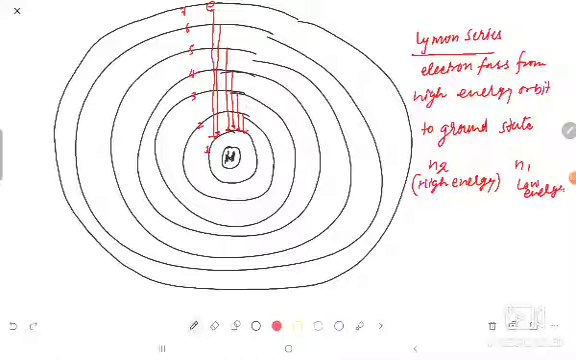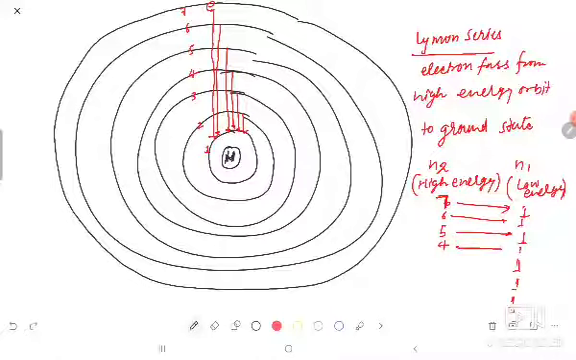Now tell me, the ground state will always be one. But if you are going to a high state, can you guess from where it can fall down? It can be from the 7 or the 6, anything. It can jump 7 to 1, or 6 to 1, or 5 to 1, or 4 to 1, or 3 to 1, or 2 to 1, that much is possible. So all these cases are explaining the Lyman series.